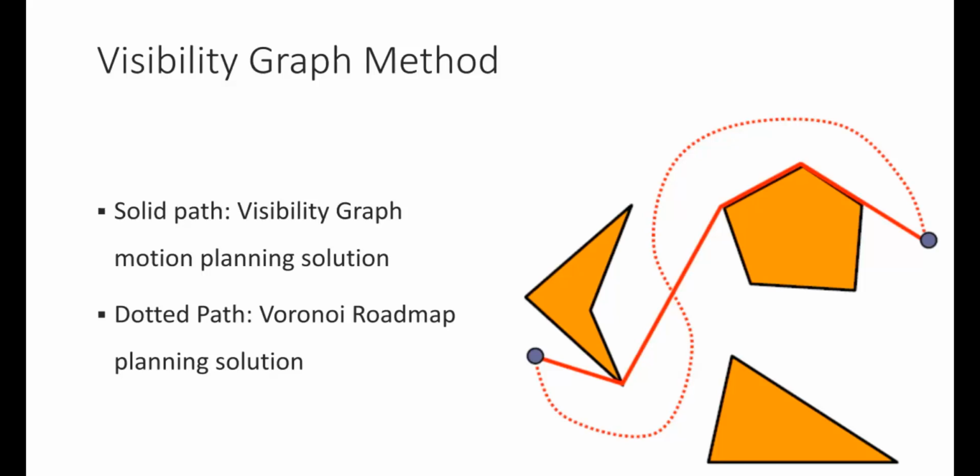And so here I have two different representations shown. The one we're talking about, this visibility graph method, is hugging the vertices of our obstacles. This dotted line is something called a Voronoi path, which actually tries to stay as far away from obstacles as possible. And so here we can see at any given point, you are as far away from all of the neighboring obstacles as possible.